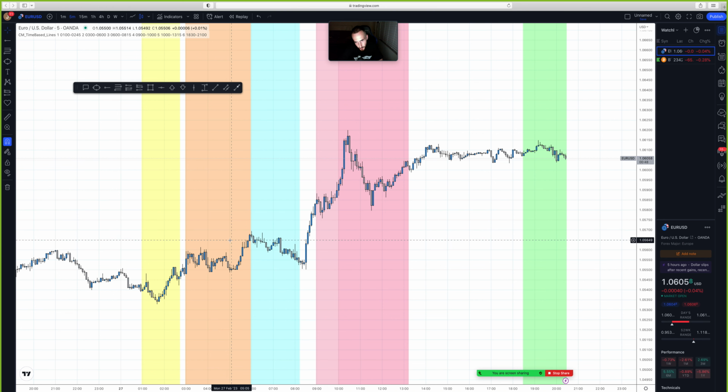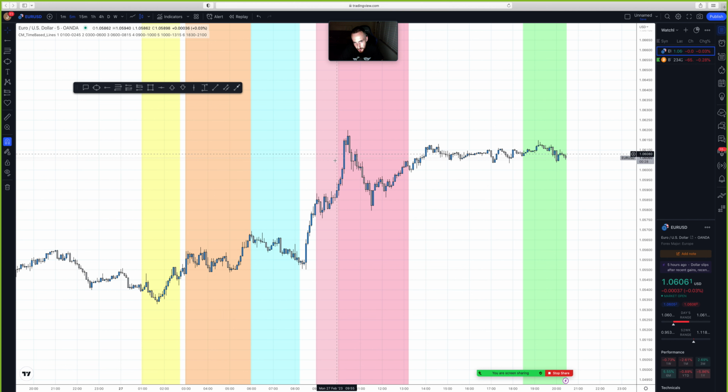First things first, let me explain which color goes with each session. The yellow is Frankfurt, think about it like a pre-London, and then the orange is London, then the baby blue is pre-New York, and then the pink is New York, and then we have Asia, which is green.